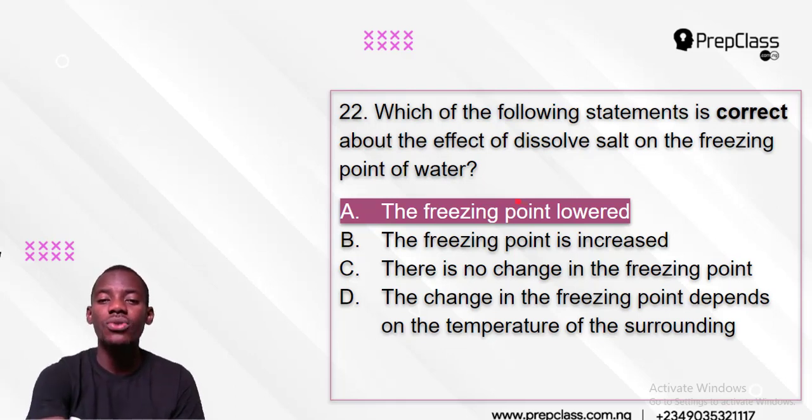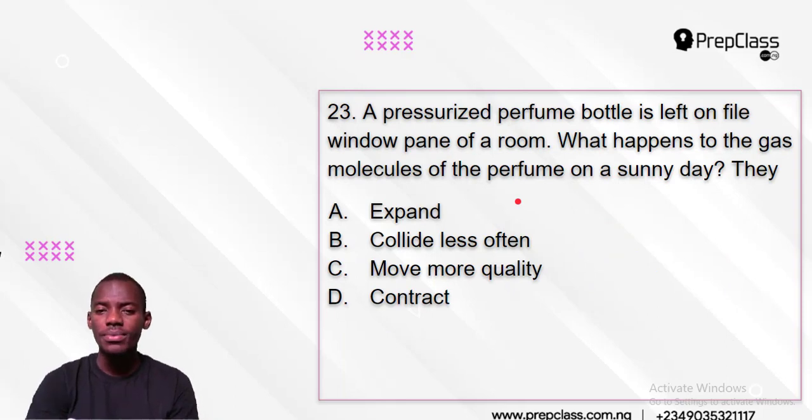Now let's get down to number 23. A pressurized perfume bottle is left on a window pane in a room. What happens to the gas molecules of the perfume on a sunny day? If you leave your perfume at the window and you go to work, and the ray of the sun is shining on the perfume, what will happen to the perfume?